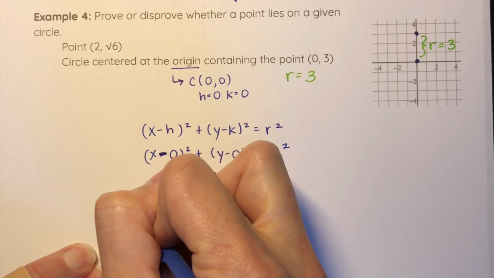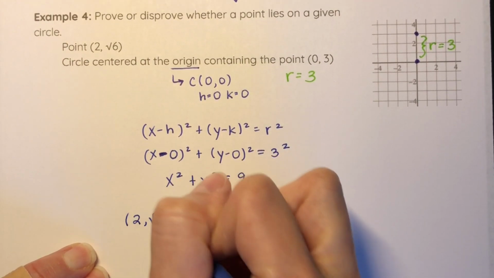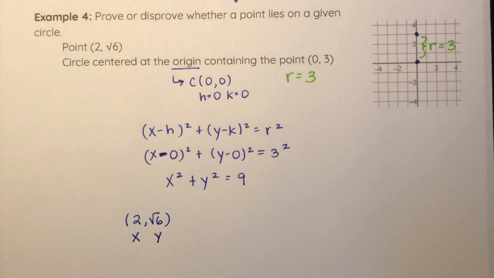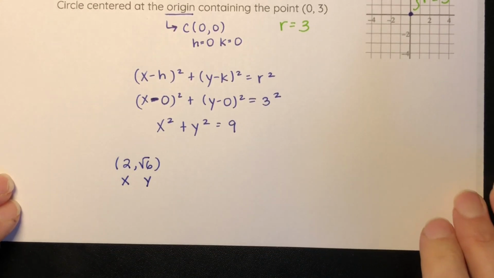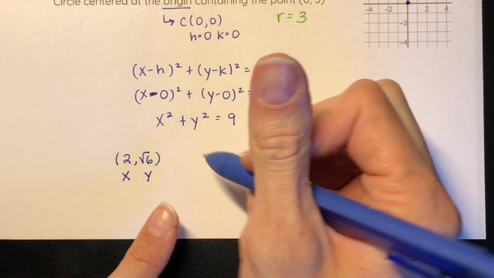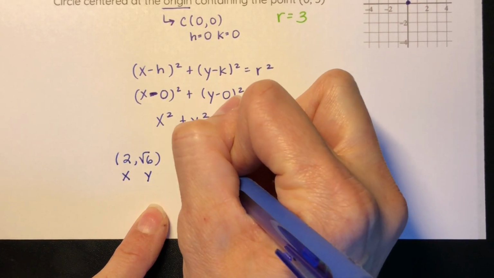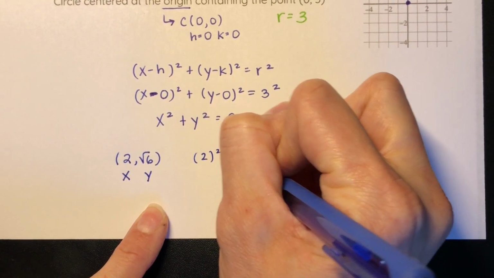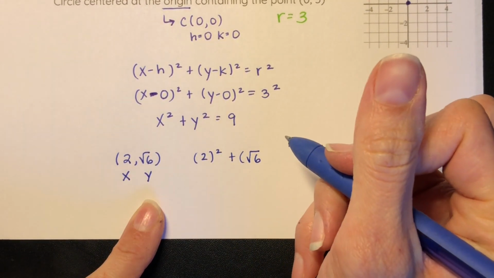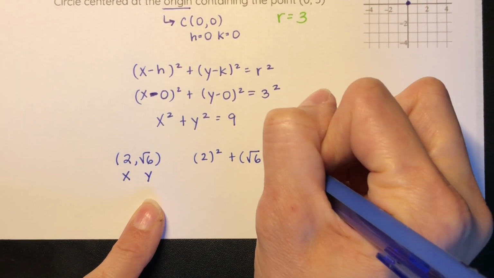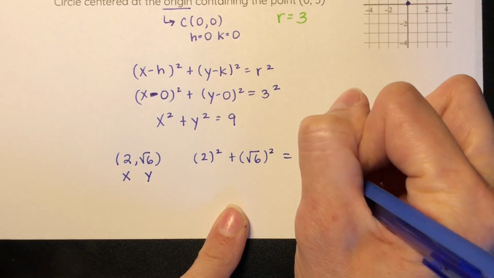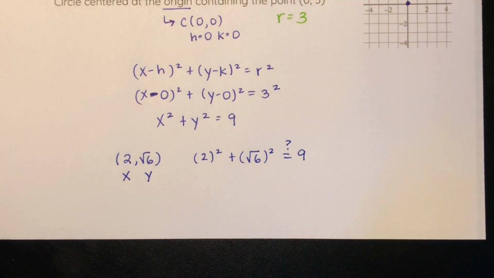So I have the point 2, square root of 6. 2 is my x. Square root of 6 is what I will substitute in for y. And we'll see if we get a true statement or something that is not true. So we'll substitute in 2 squared plus root 6 for y. So the square root of 6 squared, does that equal 9?